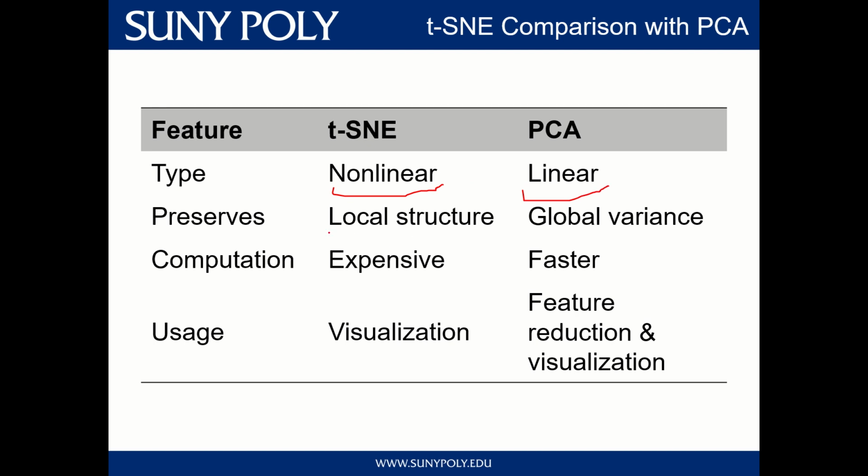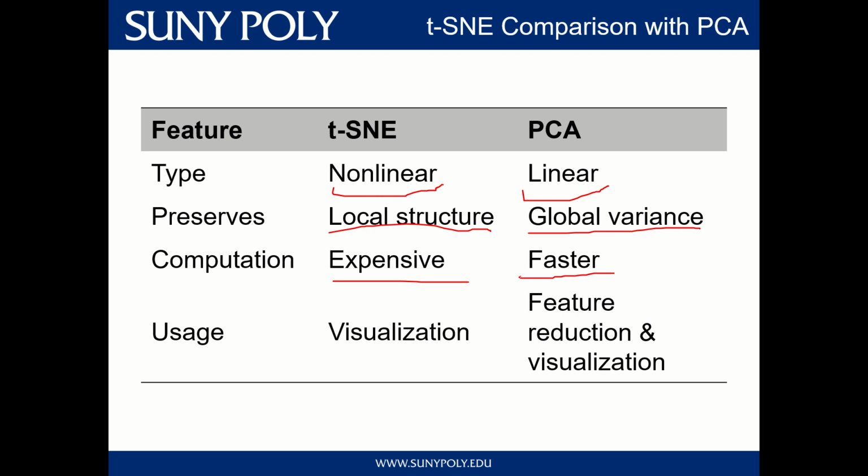t-SNE preserves local structure, the groups, right? It tries to maintain the original groups, while PCA does not care that much about local groups. It cares more about the global variance to capture the variance in the original data. From the computation perspective, t-SNE is more expensive. It requires more resources, while PCA is faster because it's linear.